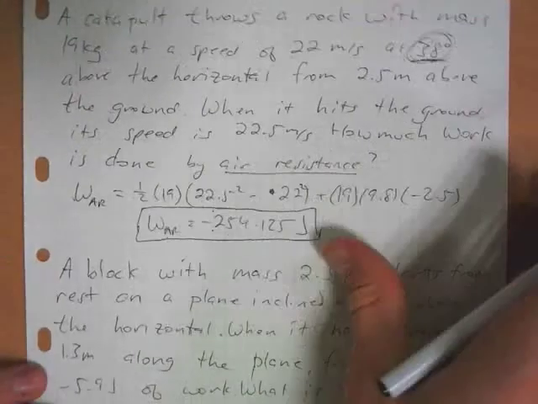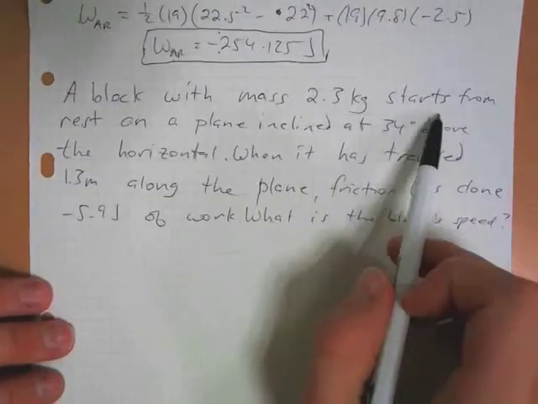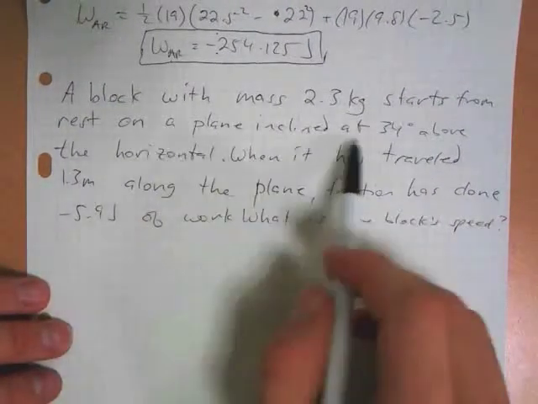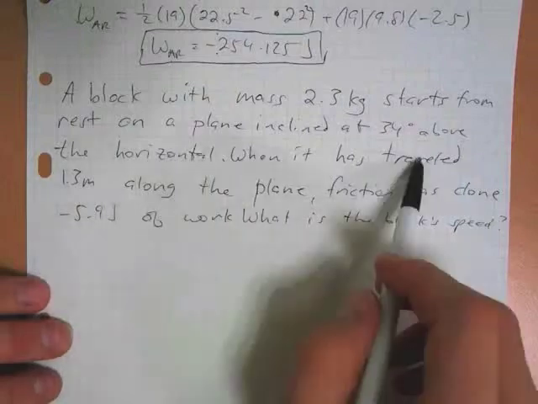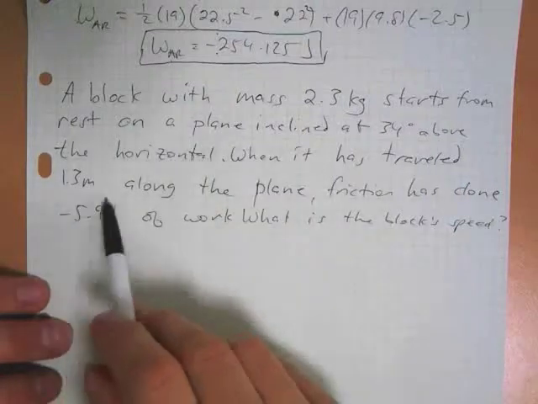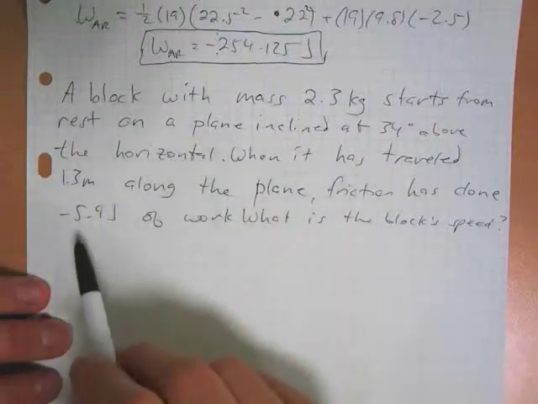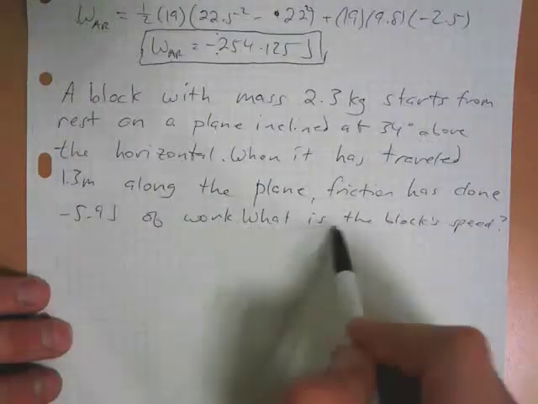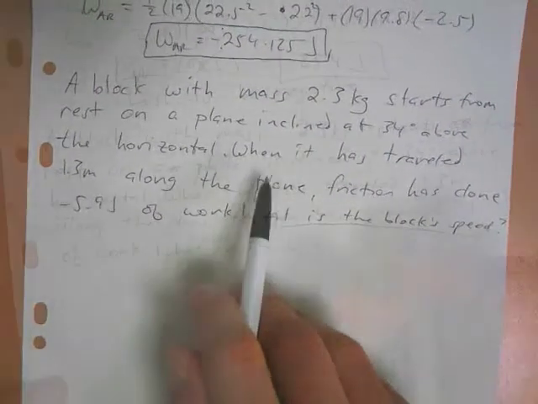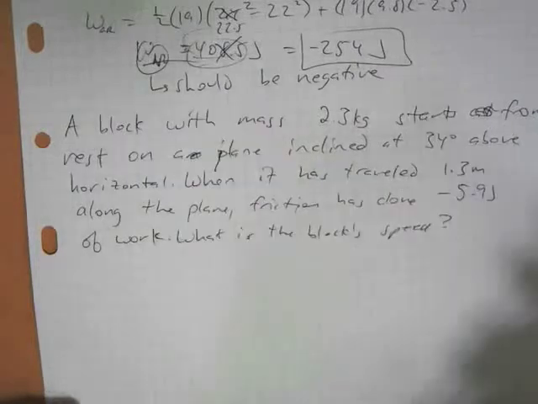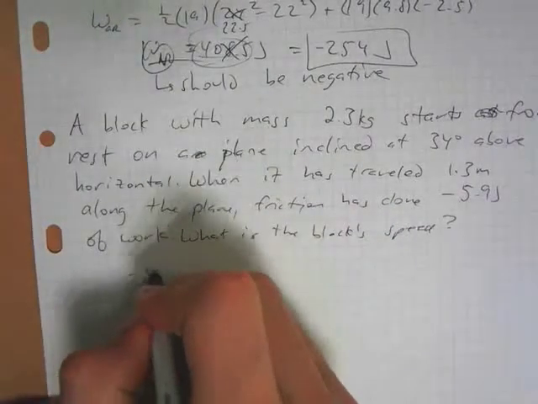Another example, we have a block with mass 2.3 kilograms. It starts from rest on a plane inclined at 34 degrees above the horizontal. The question is, when it has traveled 1.3 meters along the plane, friction has done minus 5.9 joules of work. What is the block's speed? We can just plug that in. Work non-conservative is minus 5.9.